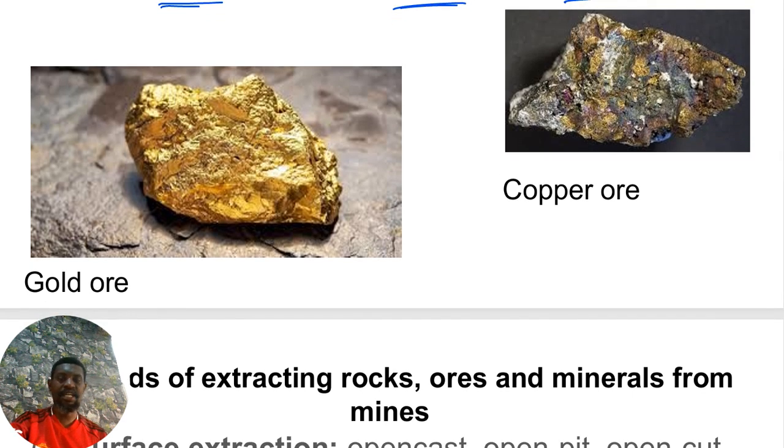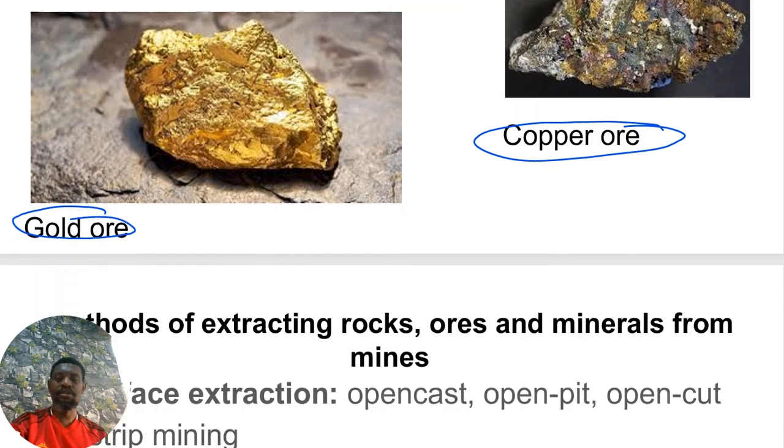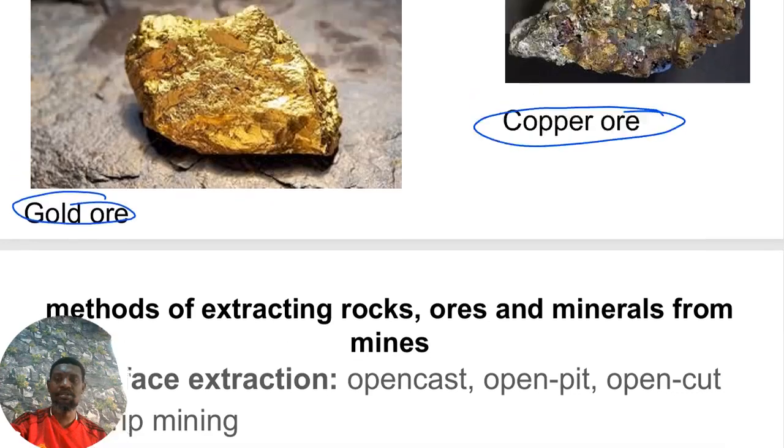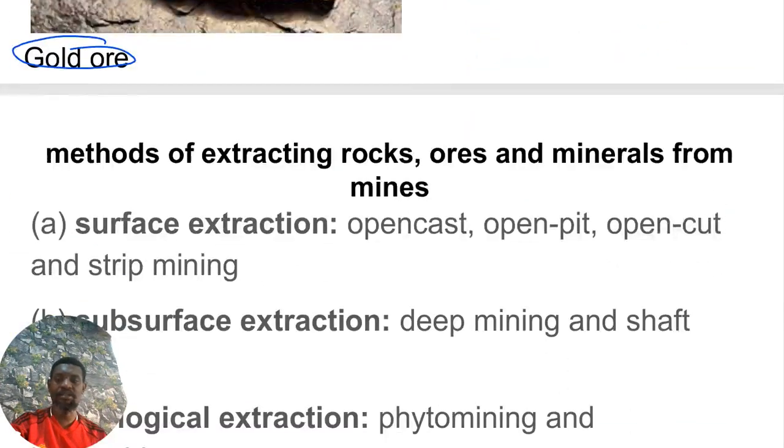Then we have here examples of ores. We have a copper ore here, and we also have a gold ore. So this is how they look. They are rocks that contain minerals and metals.